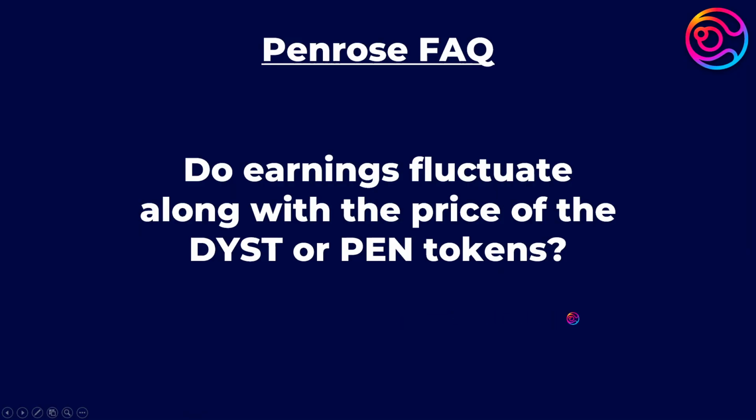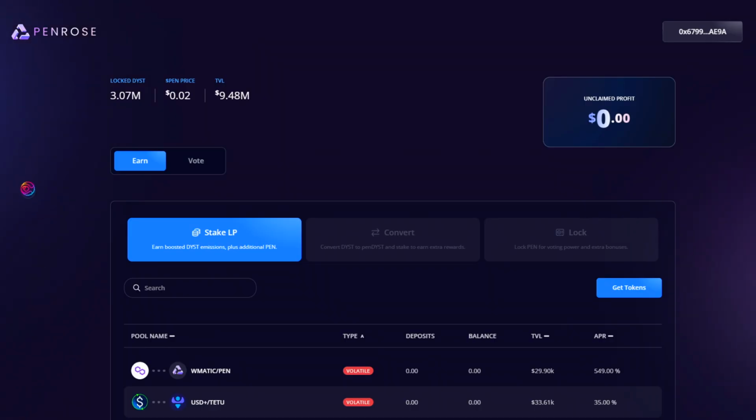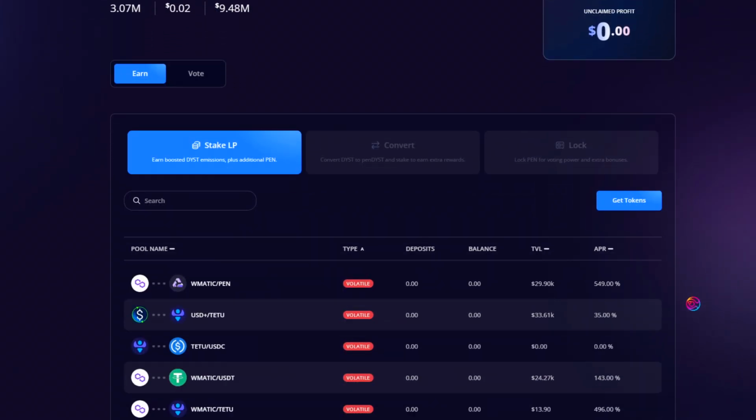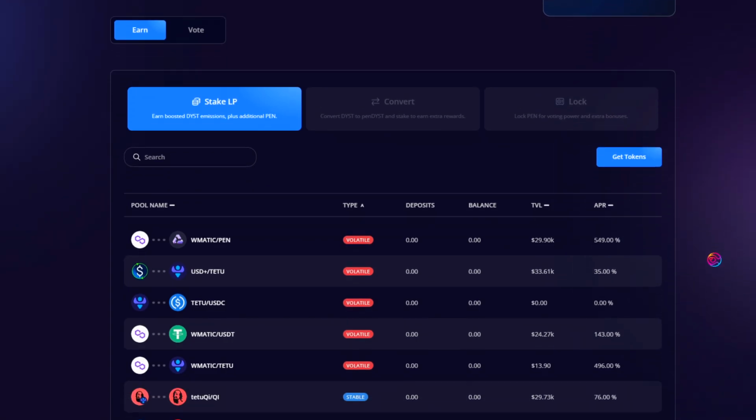Do earnings fluctuate along with the price of the DYST or PEN tokens? When staking your LP into Penrose, you will regularly receive an appropriate market fair value of your earnings according to the listed APR. When the price of DYST and PEN go down, you will receive more tokens per reward cycle.